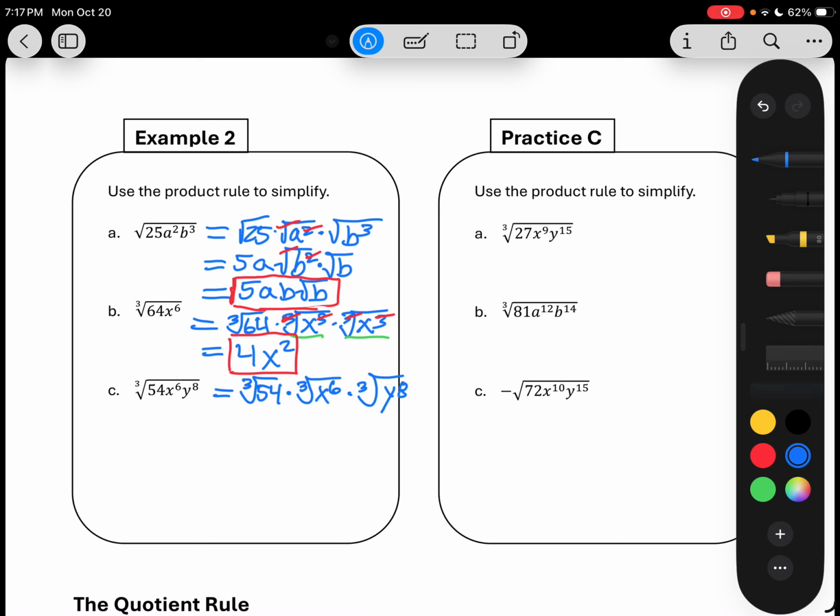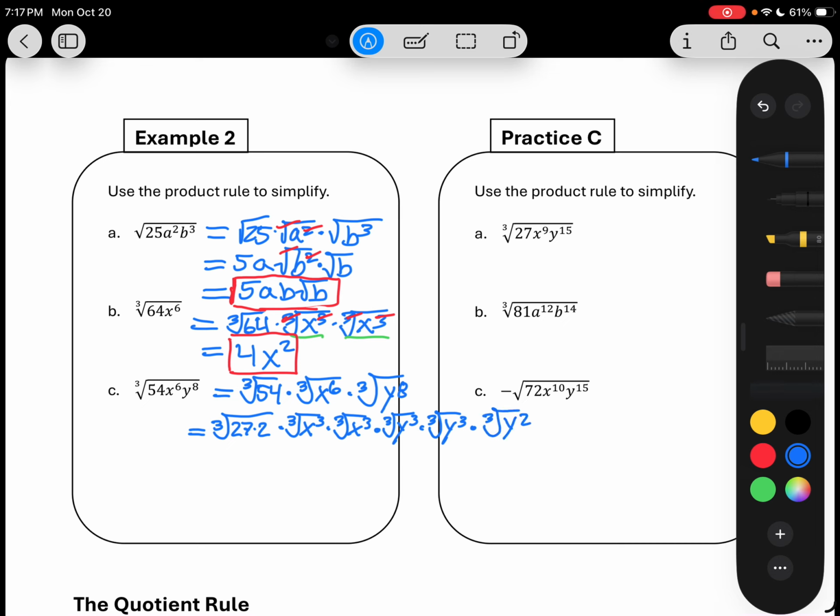Now, 54 isn't a perfect cube, although we did just do it on the previous practice. We know that that can be rewritten as 27 times 2, so that'll help. And then let's rewrite x to the 6th as x cubed times x cubed. And then let's also do that with the y's. Y cubed times y cubed, and then times cube root of y squared.